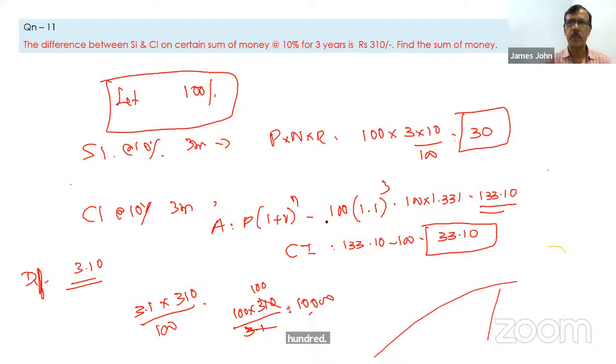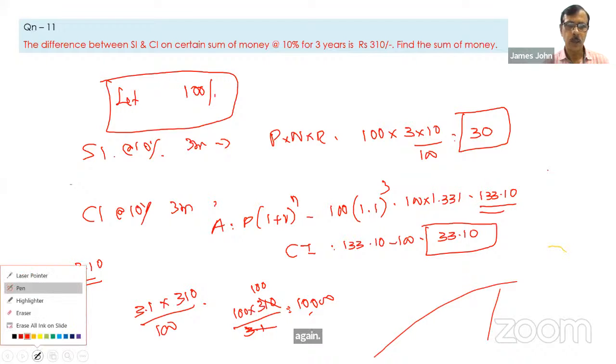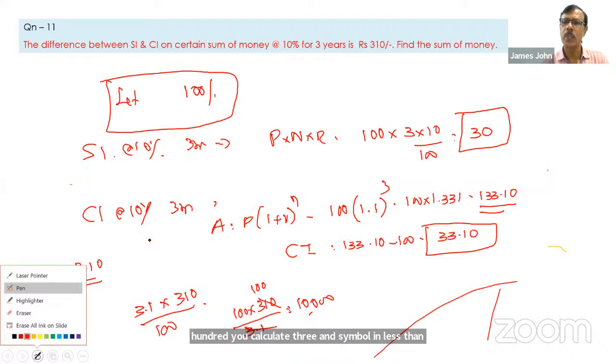Question number 12. Sir, again? You want me to repeat? I'll repeat. Yes, sir. See, you have to assume the amount as 100 rupees. Suppose the amount is 100. You calculate 3-year simple interest and 3-year compound interest at 10%. You got simple interest 30 rupees, compound interest 33.10. The difference is 3 rupees 10 paise. So here the difference is 310.